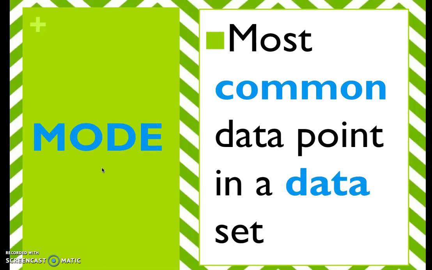The mode is the most common data point in a data set. So it's the one that occurs the most. Mode and most both start with an MO, so that kind of makes it easy to remember. Mode is the one that occurs the most.